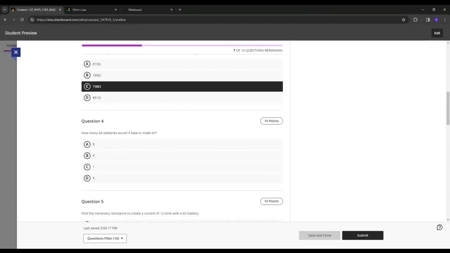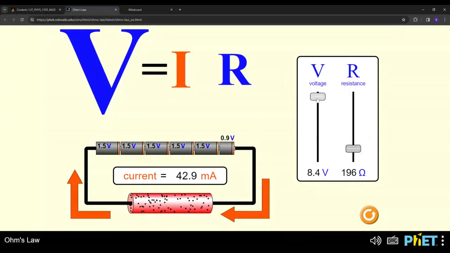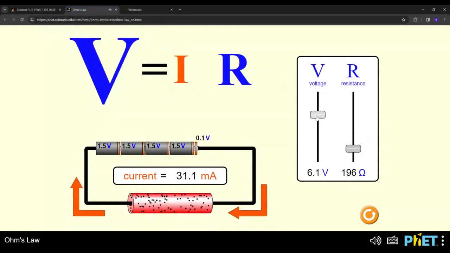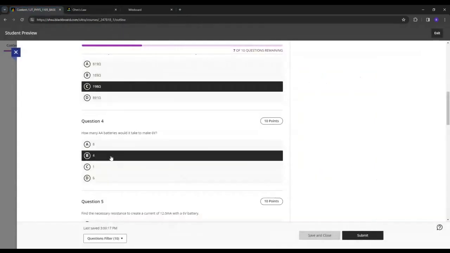Okay, and so let's say I want to make 6 volts. Again, remember that each AA battery is 1.5 volts. You might be able to do the mental math. It's not necessary though, because we can scale this to 6 volts and then count, right? 1, 2, 3, 4. Same as doing 6.0 divided by 1.5, we get 4.